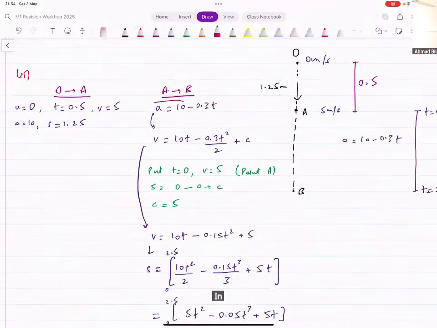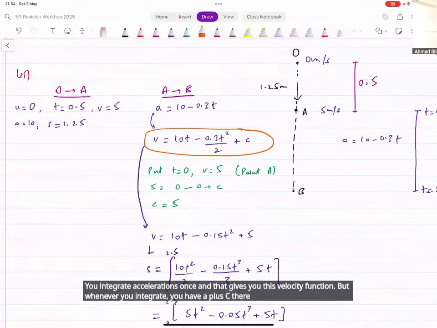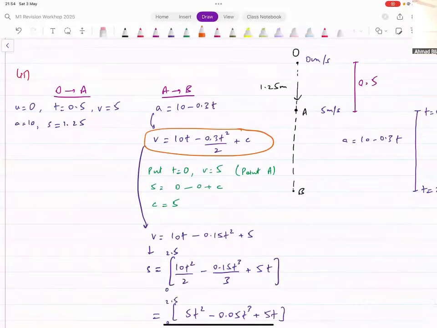In order to go from acceleration to displacement, you have to integrate twice. You integrate acceleration once, and that gives you this velocity function. But whenever you integrate, you have a plus c there.